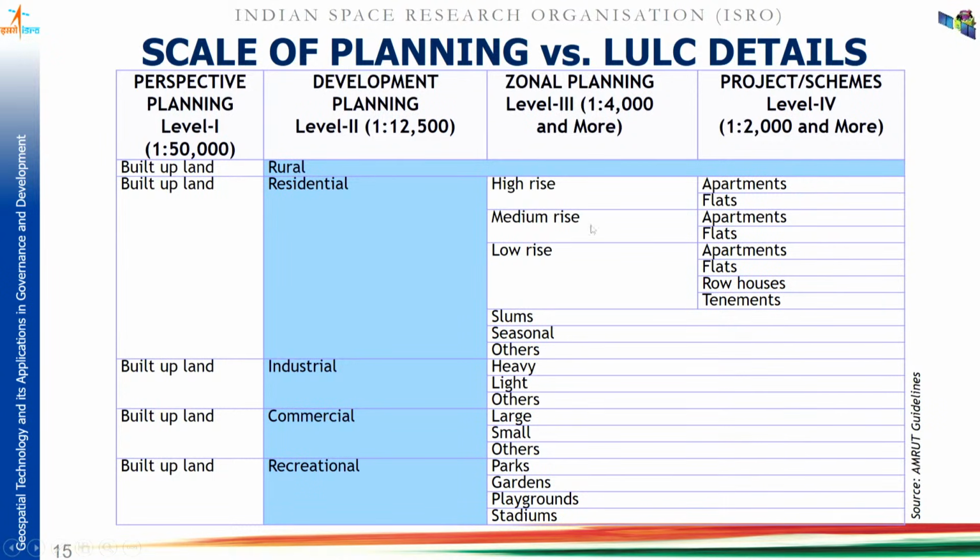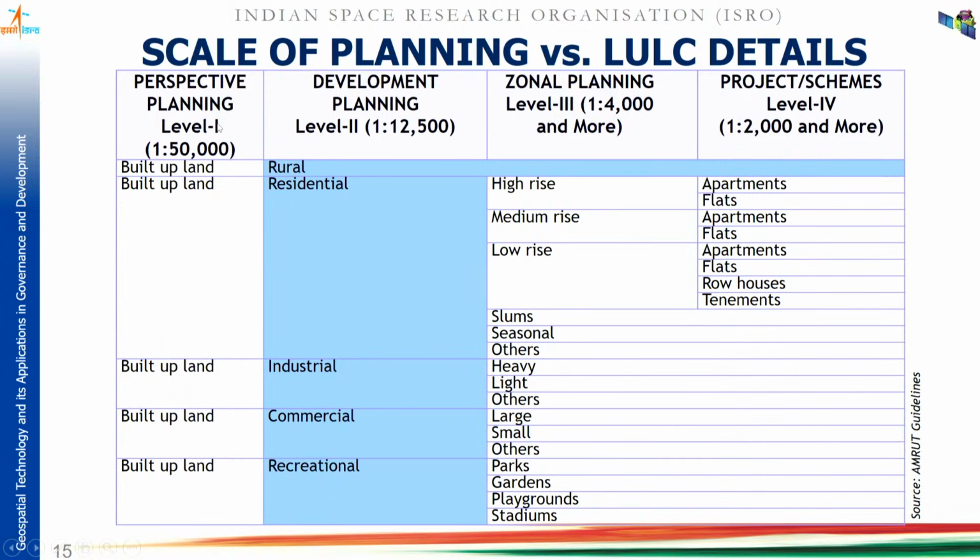Like residential, it's high rise, medium rise, low rise, slum. What is the industry, heavy, light, or others, commercial, recreation, and the scale also increases to 1:4,000. And at 1:1,000 it becomes too detailed, like high rises, apartment, or flat, and all those things.